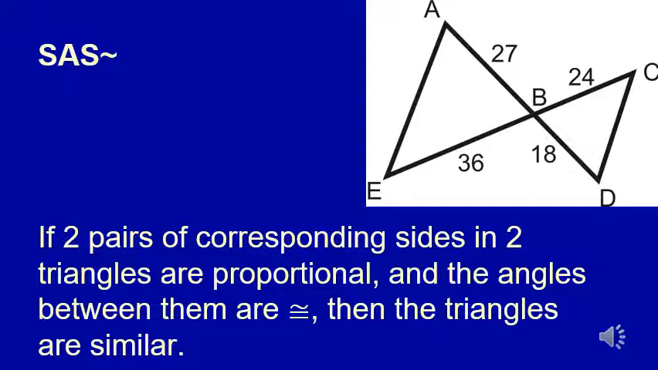I get the same fraction both times, so that's how I know that I have two pairs of sides that are proportional. In this picture, I also would have vertical angles at B in the middle. Angle ABE and angle CBD are going to be the same because they're vertical angles. And so since I've got two pairs of sides that are proportional and those vertical angles are congruent, I've got side, the angle in the middle, and then another side. That's what makes these triangles similar.